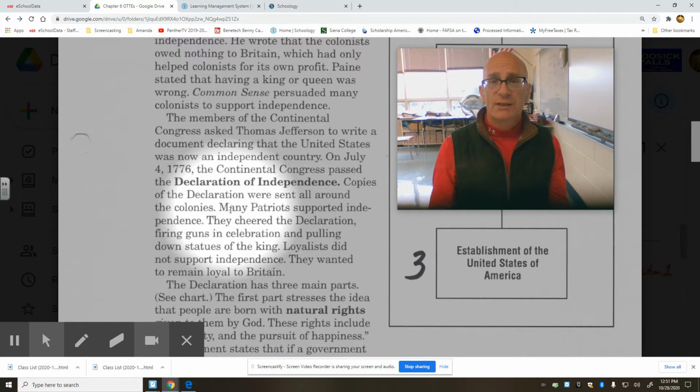Loyalists in the colonies, and remember, last section we said that about 1/3 of colonists were loyalists. Loyalists in the colonies did not support independence. They wanted to remain loyal to Britain.